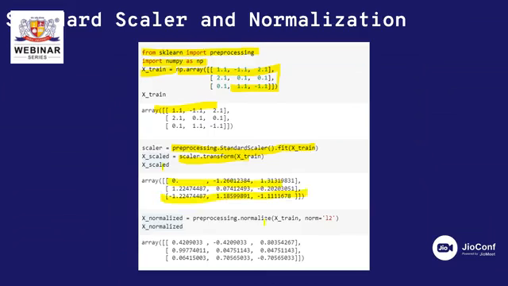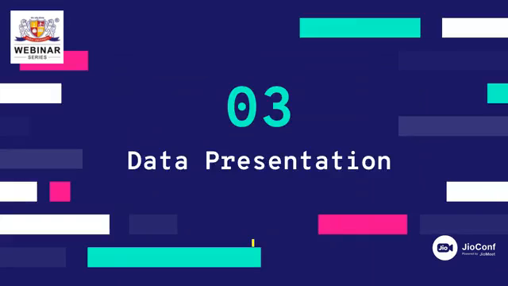If we have to normalize, then we will use the preprocessing normalize function. Then we will give the data column, so it will directly normalize. Normalize means the data will be divided by the maximum of the data. So you can standard scale and normalize the data by using the sklearn preprocessing function.